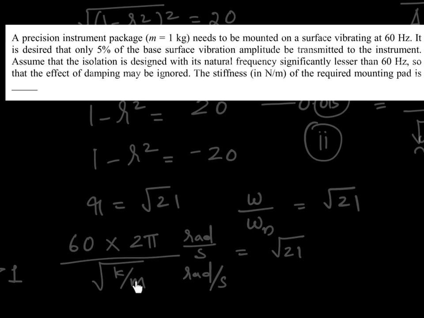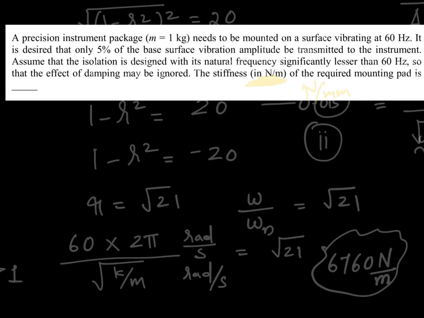Here we know the mass of our instrument is 1, so the only unknown is k. You can solve for the stiffness of the spring and the value you will get is around 6760 units. Very important, it should be Newton per meter. So you have to always read the question very carefully. They are asking stiffness in Newton per meter. If they were asking stiffness in Newton per mm, this won't be the value. This should be modified accordingly.